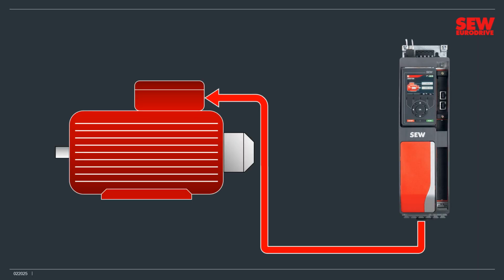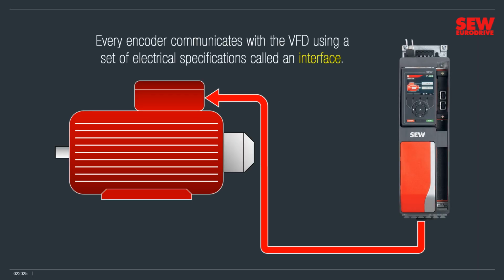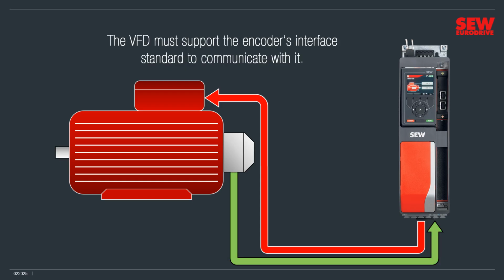We'll wrap up this module by examining how different encoders connect to the VFD. Every encoder communicates with the VFD using a set of electrical specifications called an interface. An encoder cable links the encoder's interface to a matching interface on the VFD. Obviously, the VFD must support the encoder's interface standard to communicate with it.